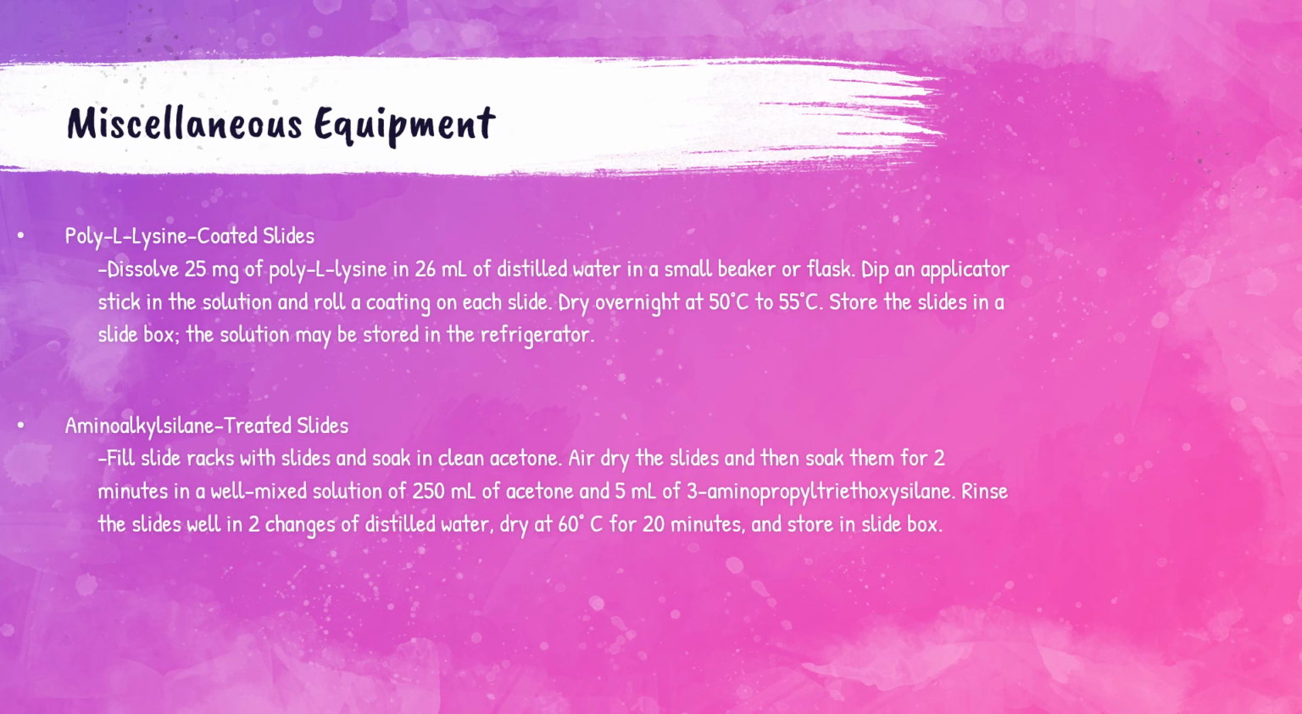Amino-alkylsilane treated slides can be created by soaking slides in clean acetone. They should then be air dried and then soaked for 2 minutes in a solution containing 250 milliliters of acetone and 5 milliliters of 3-aminopropyltriethoxysilane. After this, the slide should be rinsed in 2 changes of distilled water and dried at 60 degrees Celsius for around 20 minutes.